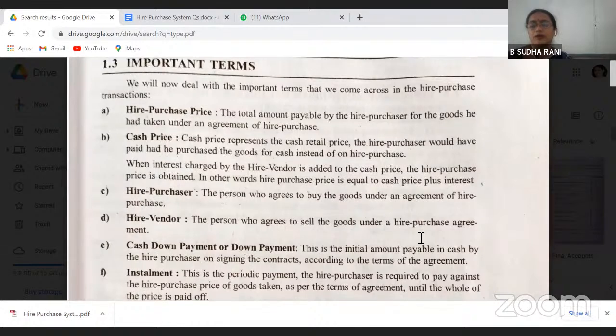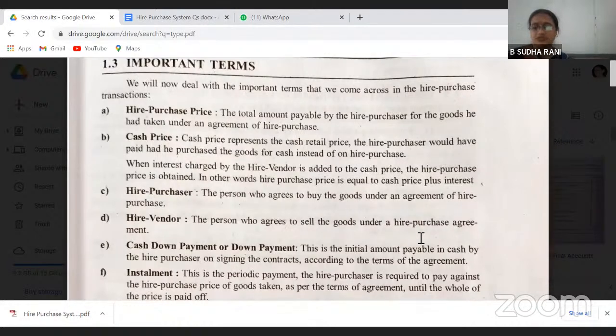Down payment or initial payment: out of the total hire purchase price, whatever value the hire purchaser paid to the hire vendor at the beginning of the contract or the agreement is said to be the initial payment or down payment, upon which no interest is charged.